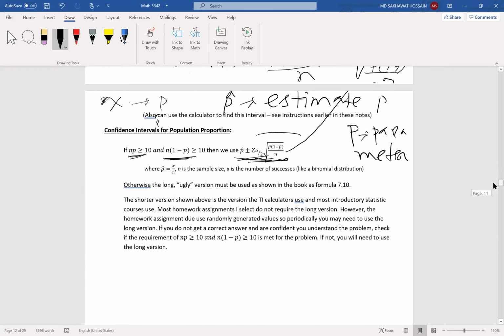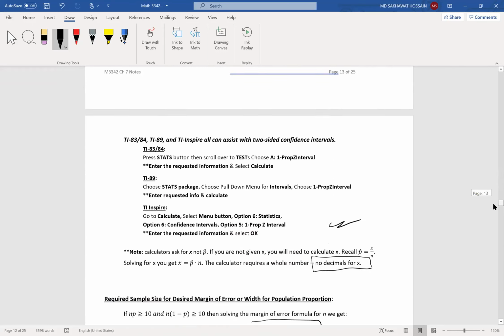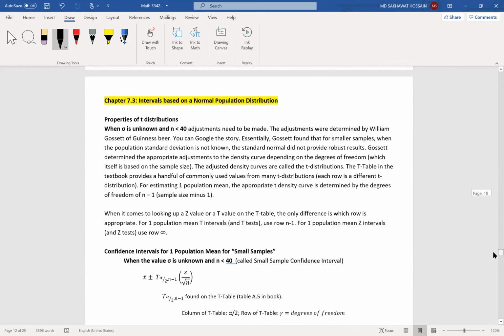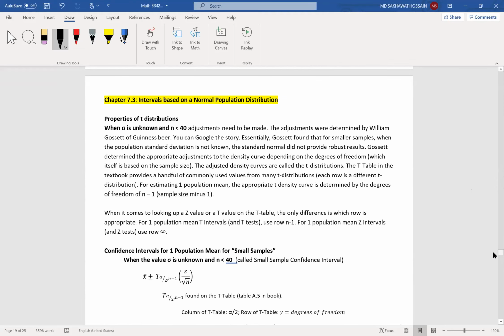So we already covered this one, right? Yes, we already covered this one. So in 7.3, we'll discuss intervals based on a normal population distribution. So here, intervals based on a normal population distribution.